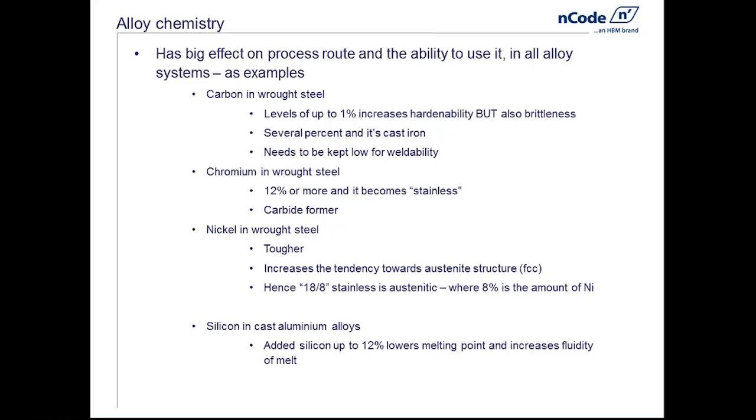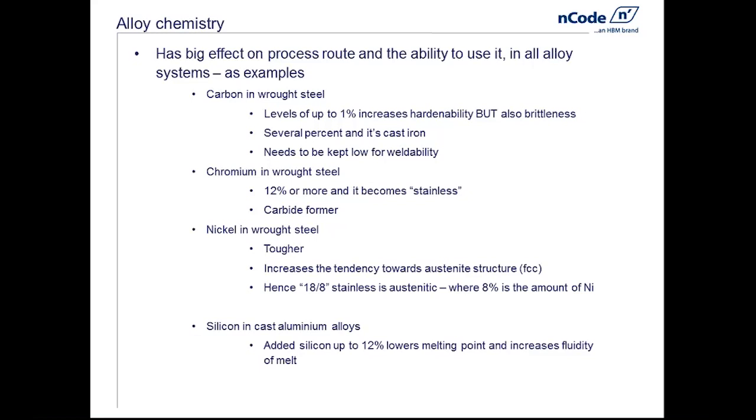And you end up with austenitic stainless steel, which is a face-centered cubic material, which has different properties. It's non-magnetic, for example. It can be formed quite readily, and so on. And move on very quickly to cast aluminium alloys.